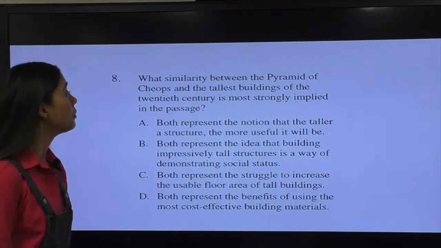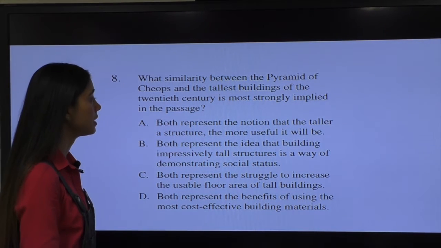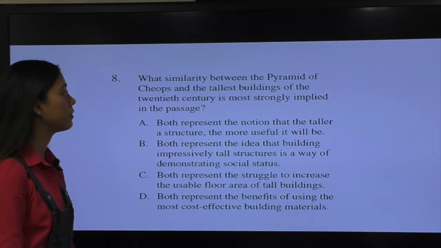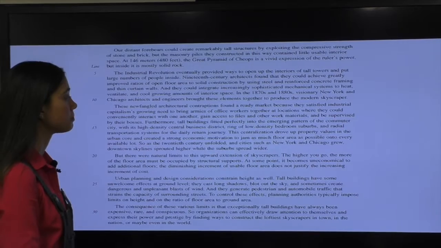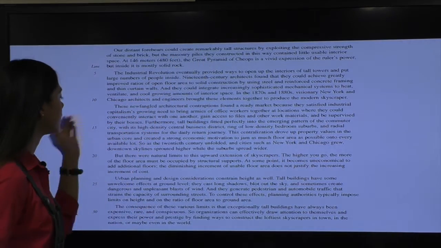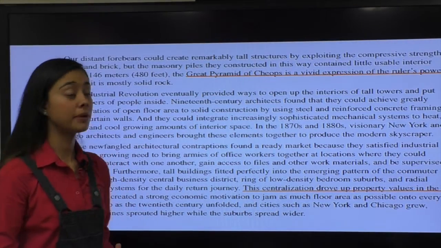Question 8 says, what similarity between the Pyramid of Cheops and the tallest buildings of the 20th century is most strongly implied in the passage? So if we go to our passage, we will find the answer somewhere in the first paragraph and another part in the third paragraph. So we will zoom into those two paragraphs.